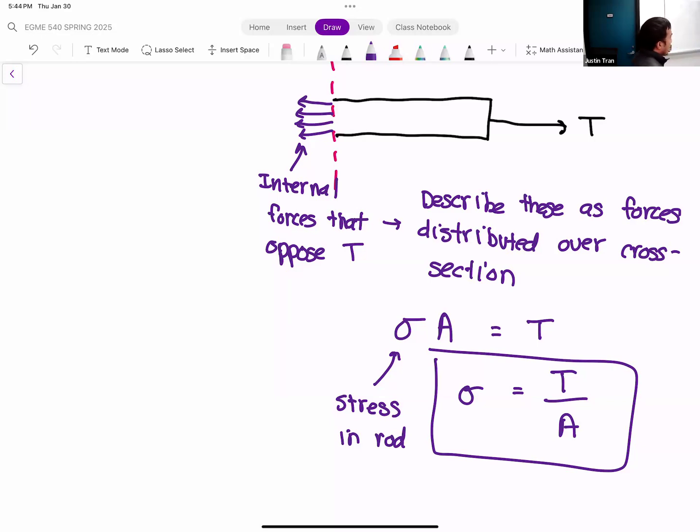Of course, that is a very simple case, where the force goes in a single direction and the internal stresses are all going in the same direction. So we can compute a very simple formula for stress just like this. In reality, stress is actually a very complex quantity, which can vary in direction and vary in type as well.